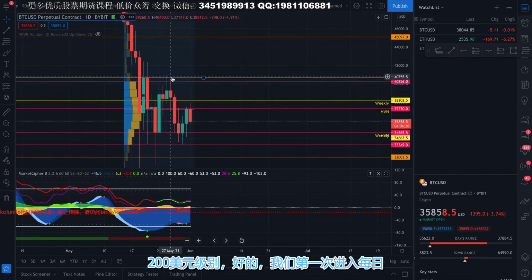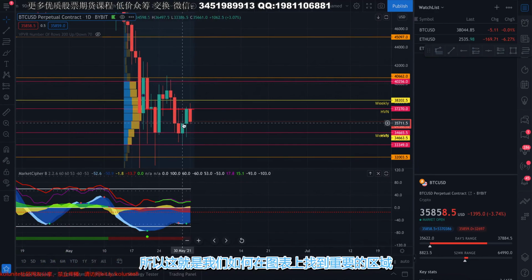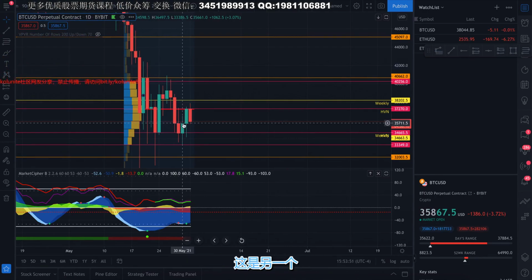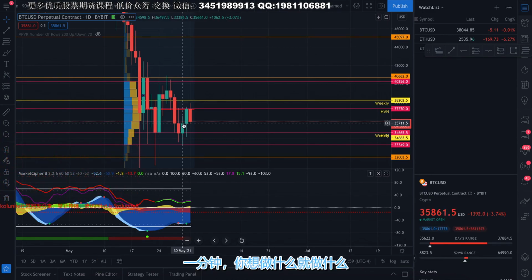Okay, the first time we come into the daily, the second time we come up to that value area high. And so this is how we're going to find areas of significance on the chart. Okay, this is another layer. First, we mark it by eye with our weekly, daily, 4 hour, 1 hour, 5 minute, 1 minute. You can do whatever you want.